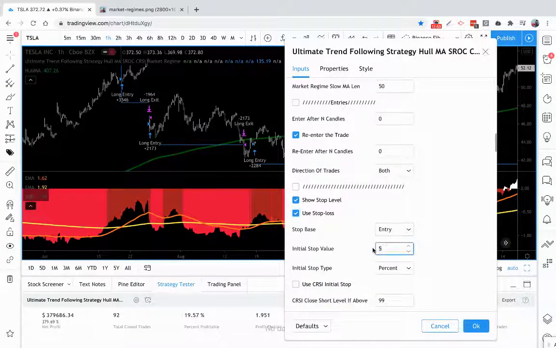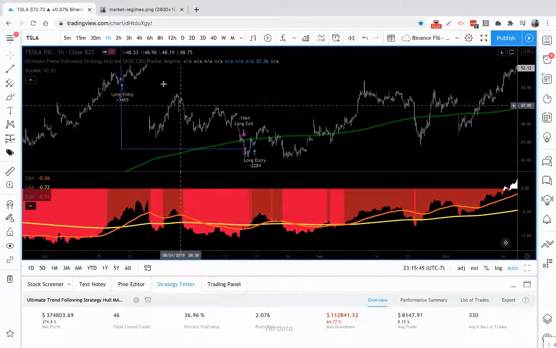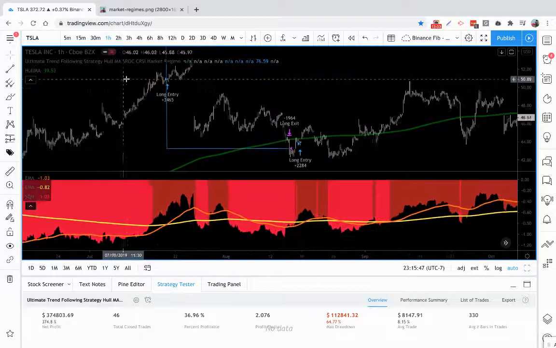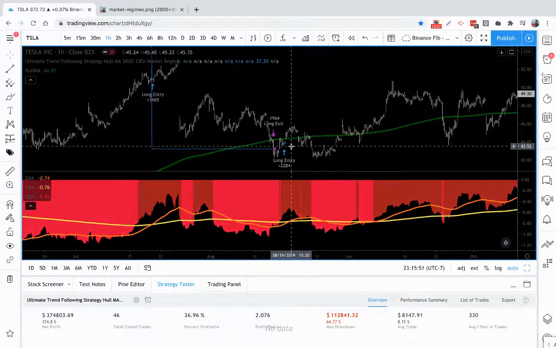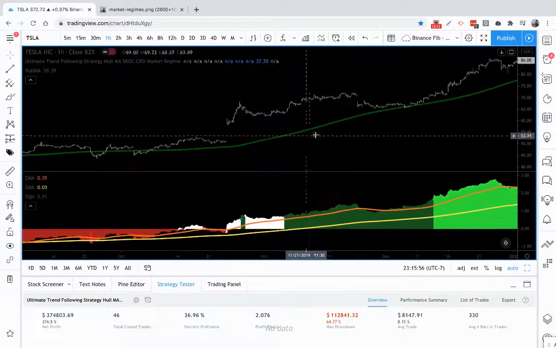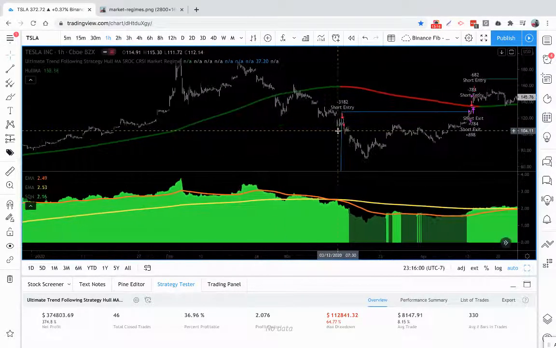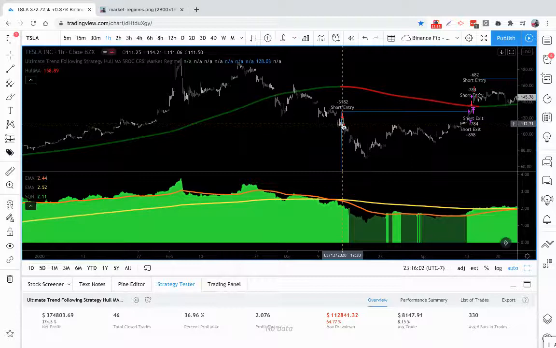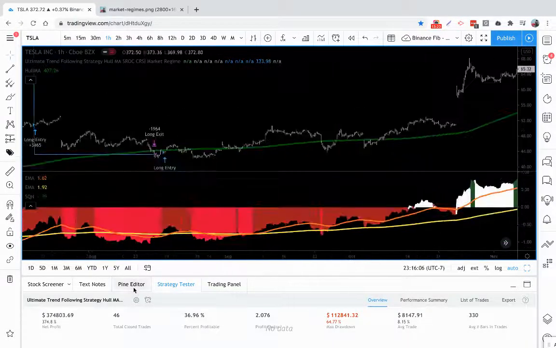Make our stop loss a little wider so you can see it really easily and visually. Okay, so we entered the long here, we got stopped out, but the green trend is still in effect. So we actually re-entered right here, and we're just trend following now. And our trend changed over here, so we exited the trade over here. But that's how re-enter trade works.